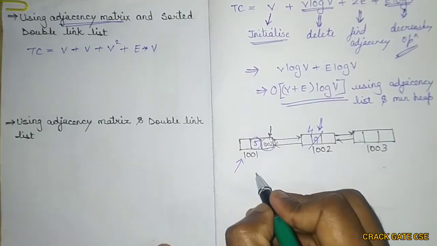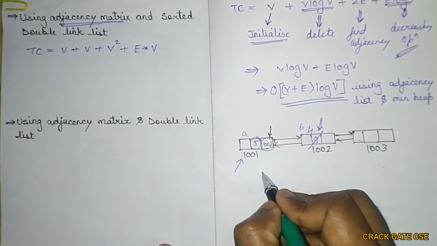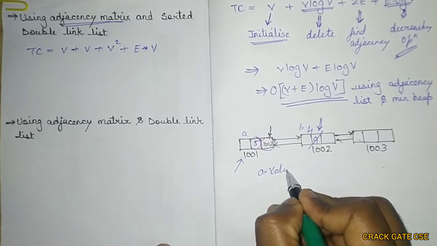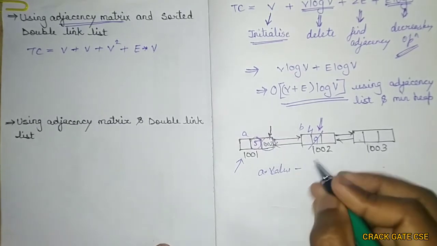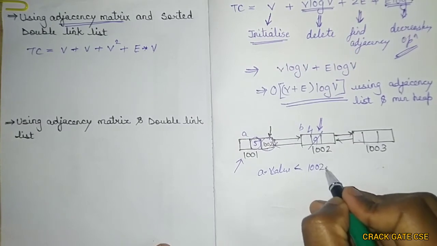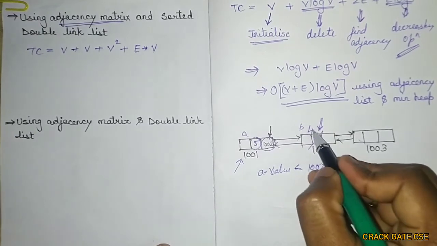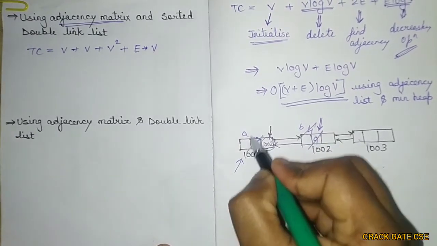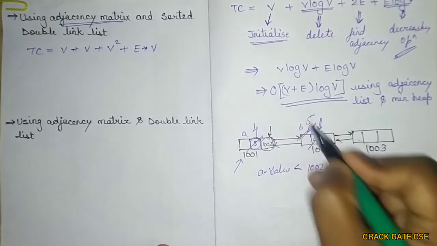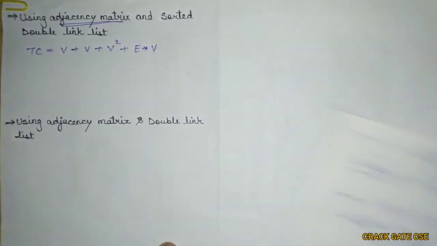So how can I find that? Let this be A, this be B. I can find the A dot value, and having the address I can compare it with the next node's value. This way we can compare these two values, and if this is smaller, I can just exchange or swap these values. So it will be sorted. Similarly, we can go ahead. This way we can sort the double linked list in order of V time.